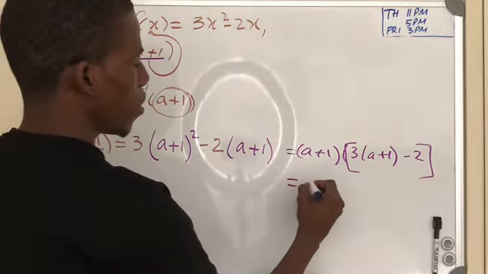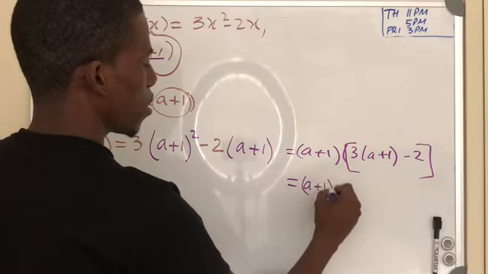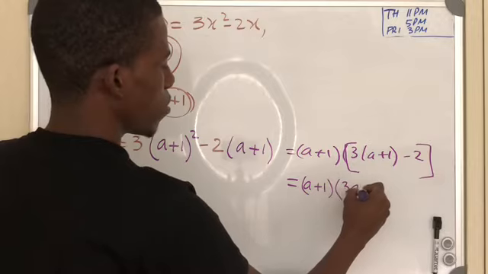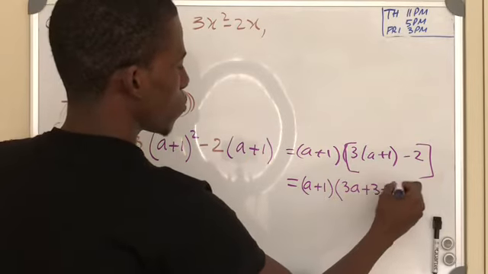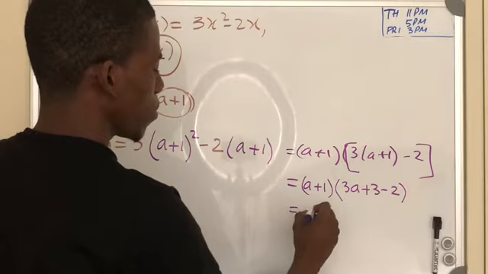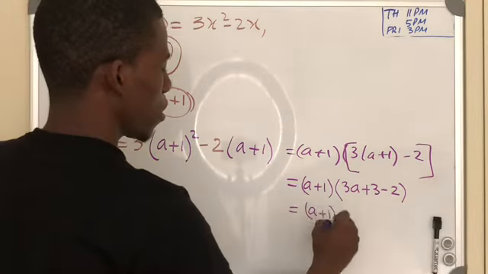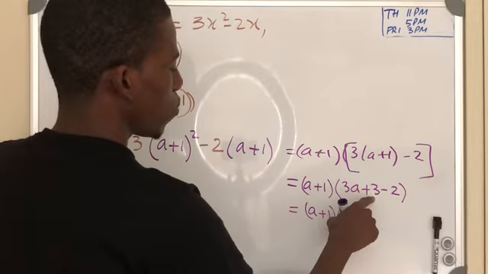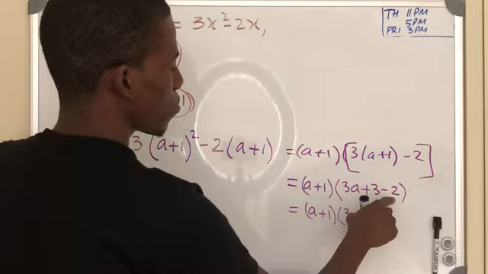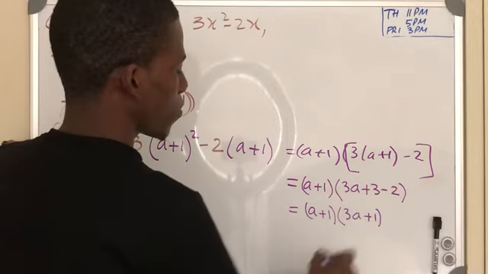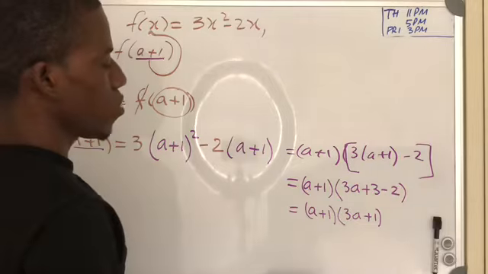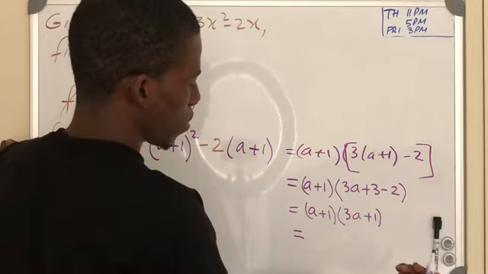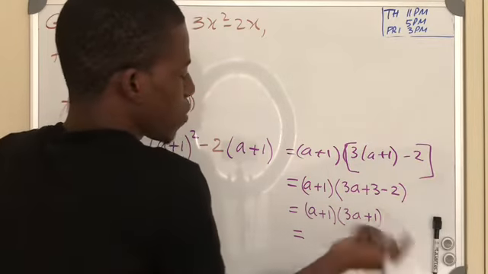Okay, so what would that give you? That will give you a plus 1 times 3a plus 3 minus 2, and that will give you a plus 1 times 3a plus 1. That could be the solution. They could give it to you in another form. You can multiply to see if you get a different form of the solution, but this is a solution too.